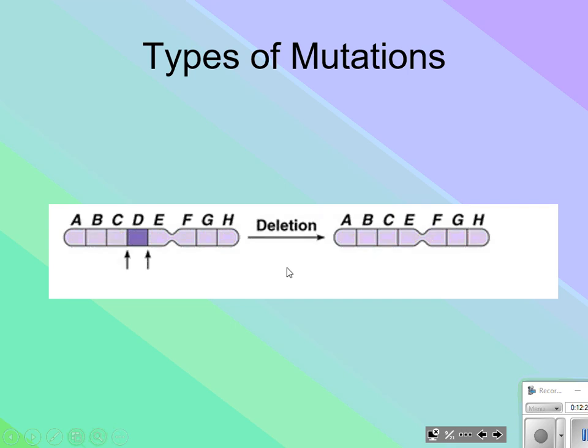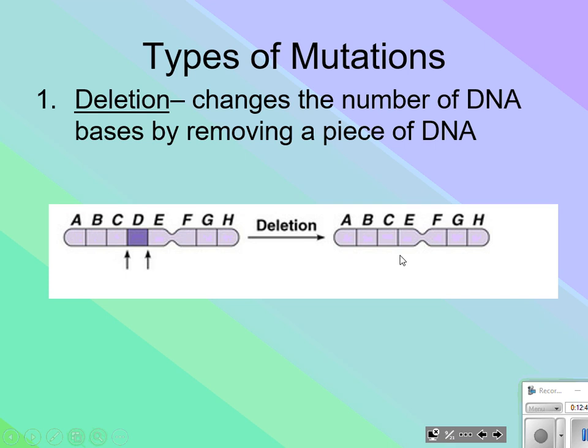Look at this one right here. Can we see what has happened in this mutation? There's no D, is there? So I have A, B, C, D, E, F, G, H. However, on my right-hand one, that D is gone. We call that a deletion. It changes the number of bases by removing a piece of DNA. If we remove that little D chunk right there, do you think it's going to affect the amino acid, the protein? Absolutely.